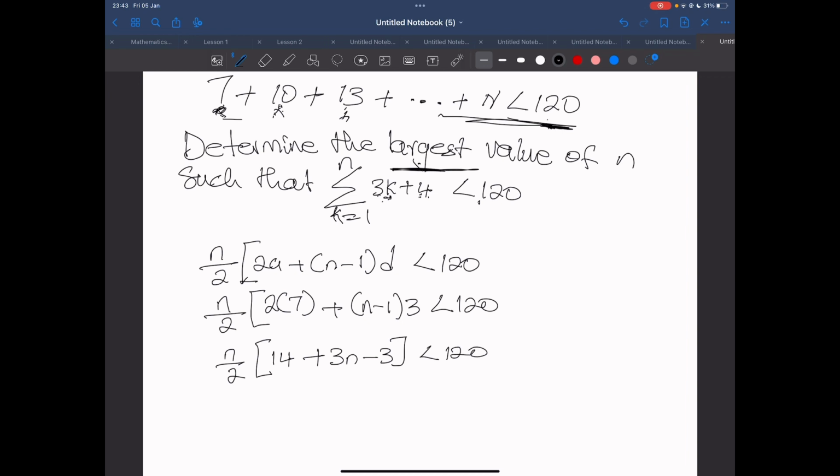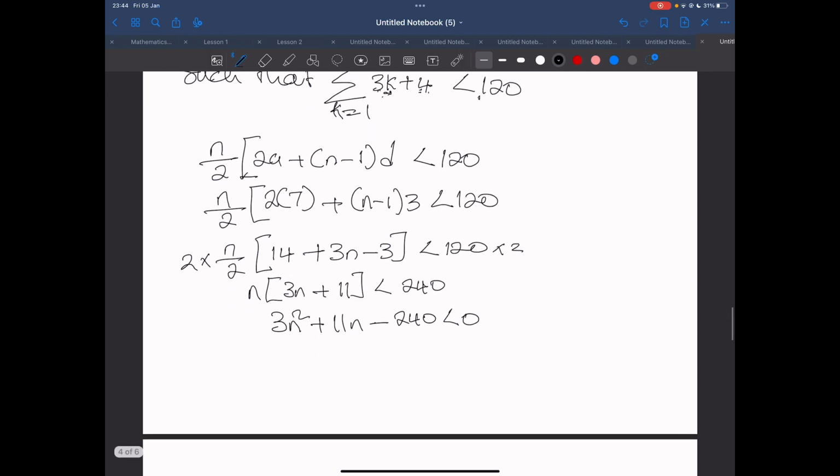Now to simplify this, it's best that we multiply by 2 on both sides, so that in the bracket we have 3n plus 11, 14 minus 3. So we are left with n there, and this is less than 240. Right, removing this bracket, now we have 3n squared plus 11n. So let's take the 240 to that side, it will be minus 240. So this is less than 0. Okay, we want the factors.